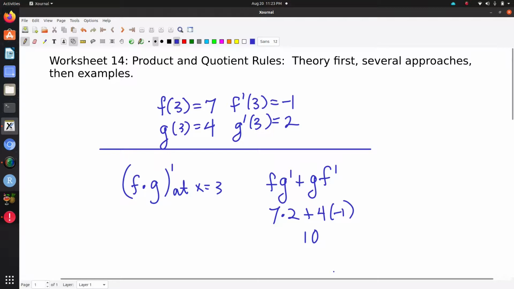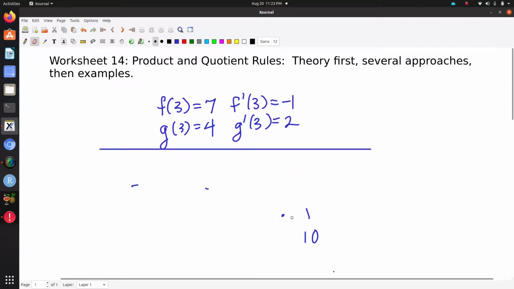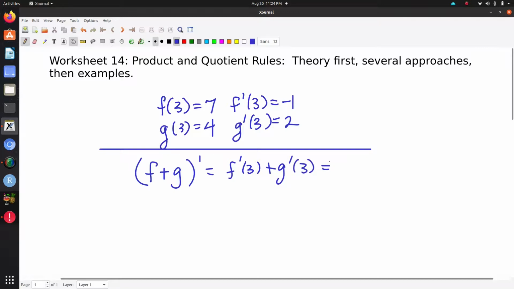And there's also, let's see, you could do a quotient rule, or you could just add. We could have questions with the same stem, like f plus g, take the derivative of that. In that case it's f prime of 3 plus g prime of 3, and that's just going to be 2 minus 1, which is 1.